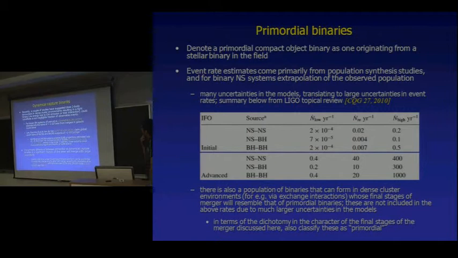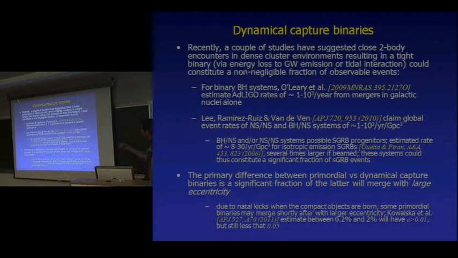Now, there's another class of binaries that could form: dynamical capture binaries. If you have a dense cluster environment, the chance encounter could be sufficiently close that either by tidal interactions or gravitational wave emission, they can form a bound system. And again, with compact objects, it's really gravitational wave emission which will dominate the formation of the binary.